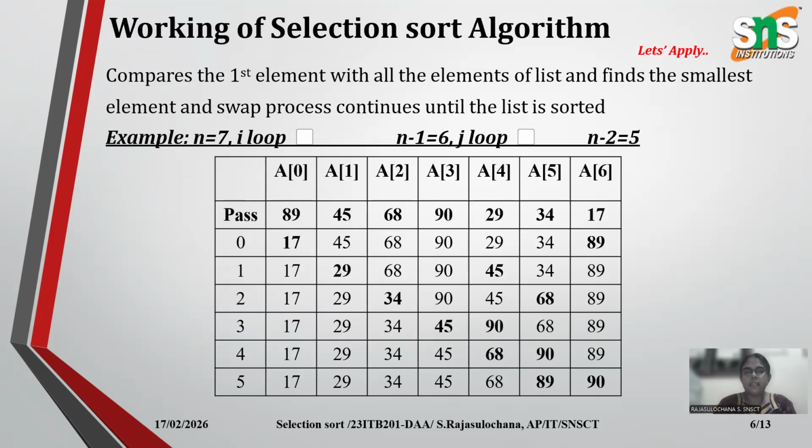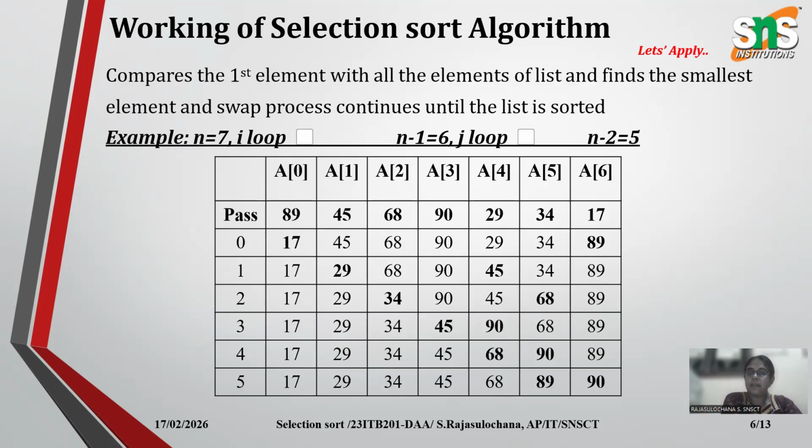Now look at this. Initially 89 is chosen as the minimum value. From the remaining elements, you have to find the minimum one. The minimum value is 17. Now compare 17 with 89. 17 is less than 89, so these two values are swapped. In the next step, 45 is chosen as the minimum, and in the remaining values, 29 is minimum. Obviously, 29 is less than 45, so they are swapped. In the third step, 68 is chosen as the minimum, and in the remaining values, 34 is minimum. 34 is less than 68, so those two are swapped.